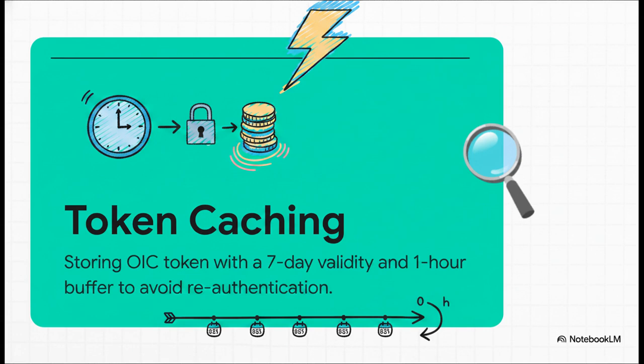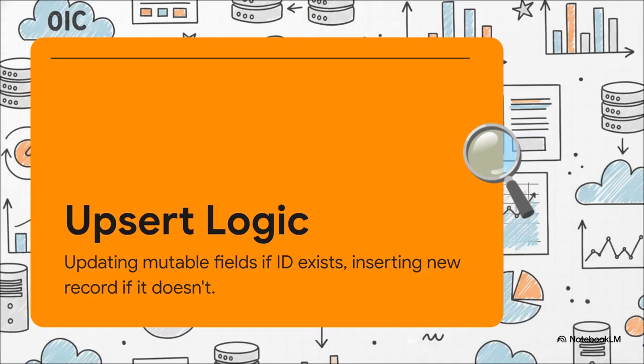They even threw in a smart 1-hour buffer to avoid that awkward edge case where a token expires right in the middle of a data fetch. It's incredibly optimized. Next is the actual upsert logic. This is brilliant because it smoothly handles integrations that are mid-flight between those 10-minute cycles. The package essentially loops through the incoming OIC instances. If an instance ID already exists in the table, it just updates the mutable fields, like switching the status from running to completed. If it doesn't exist, it just inserts a new record.